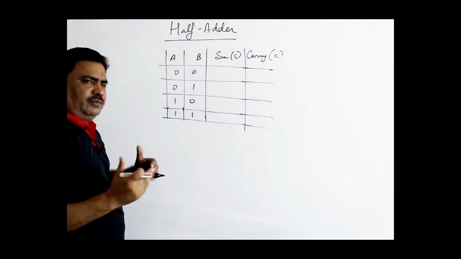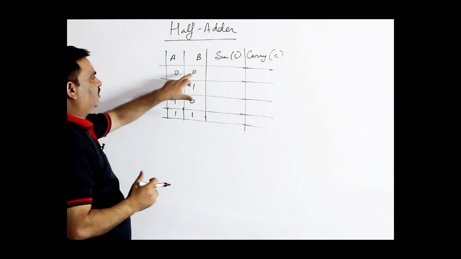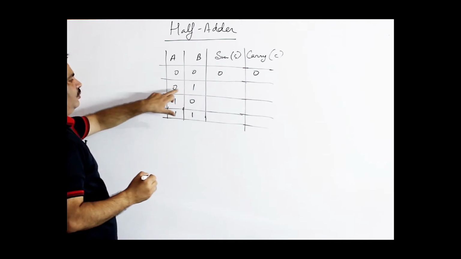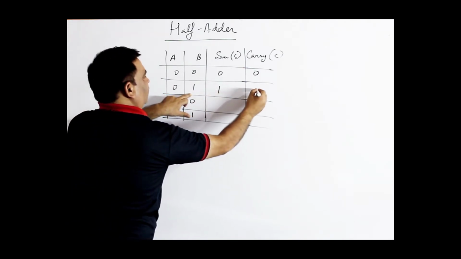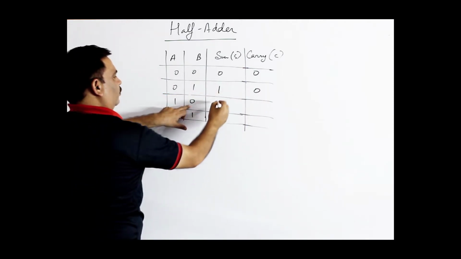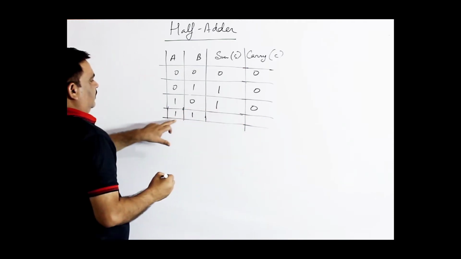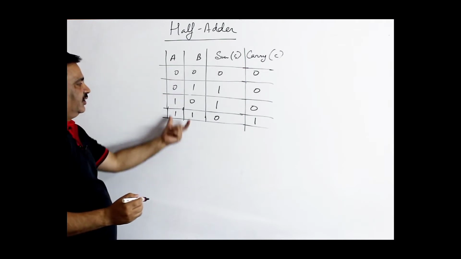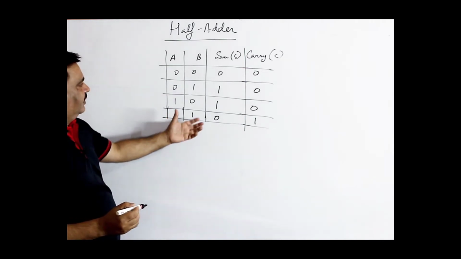So, simply you can do binary addition. 0 plus 0 is 0, there is no carry. 0 plus 1 is 1, no carry. 1 plus 0 is 1, no carry. 1 plus 1 is 0 and carry over 1. According to binary addition, we can see it.